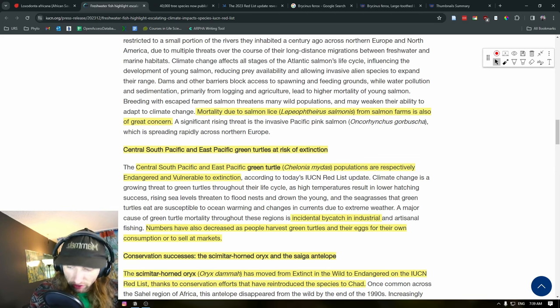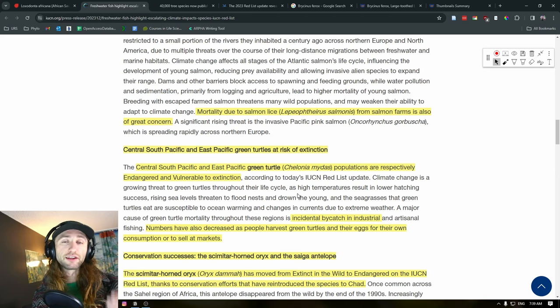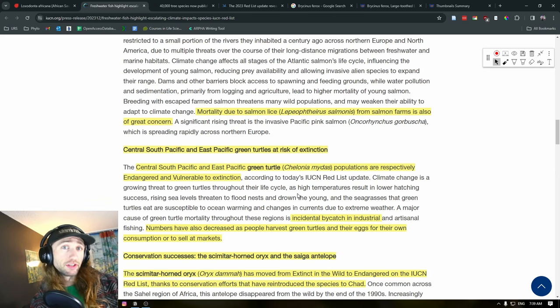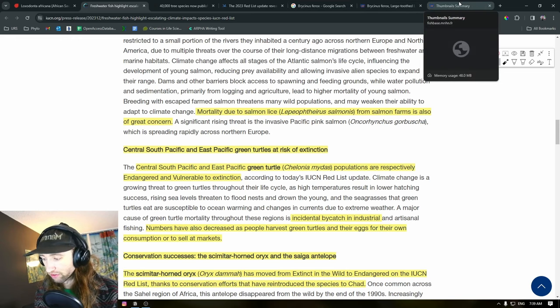Climate change is a growing threat. These turtles have eggs where the temperature determines the sex of the offspring. So if things move to an average warmer, this can have drastic effects on their population sex ratios. But a major cause of green turtle mortality throughout these regions is incidental bycatch in industrial and artisanal fishing.